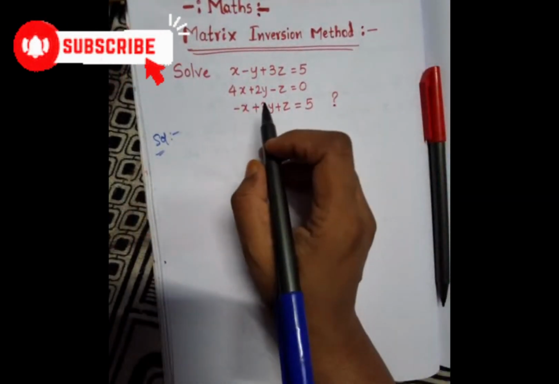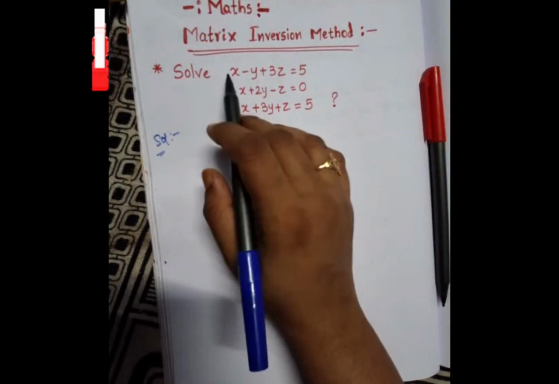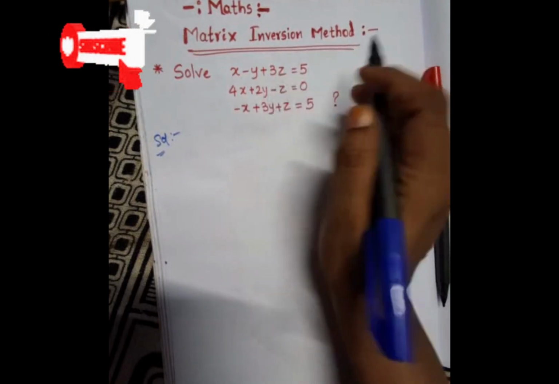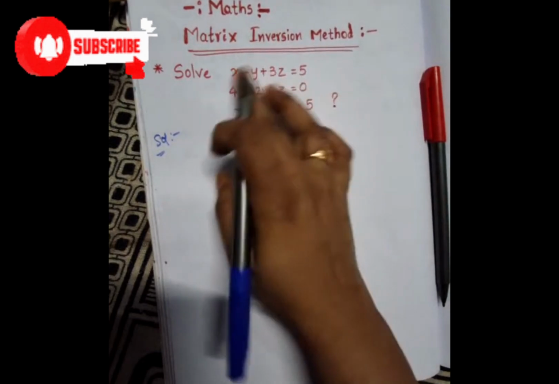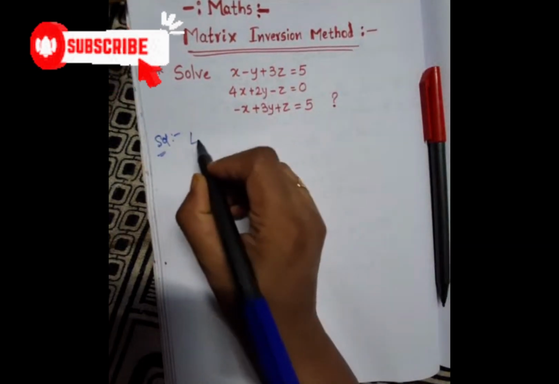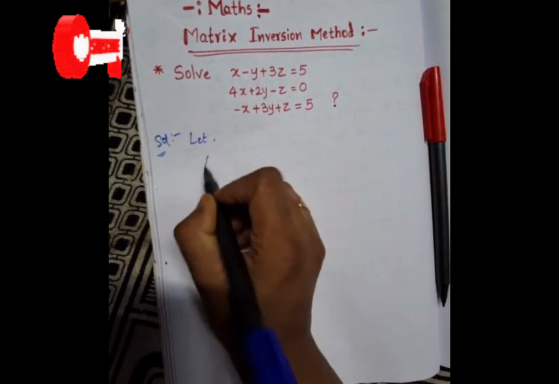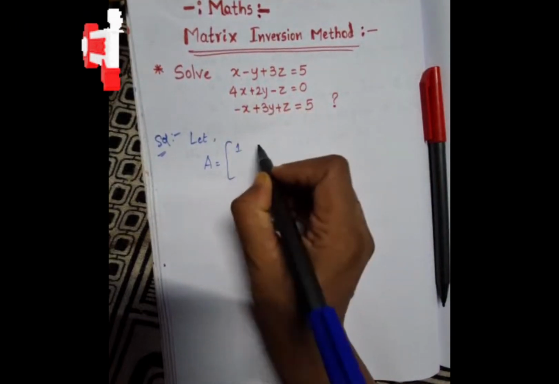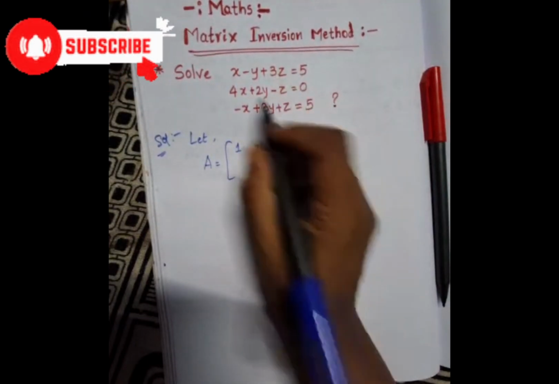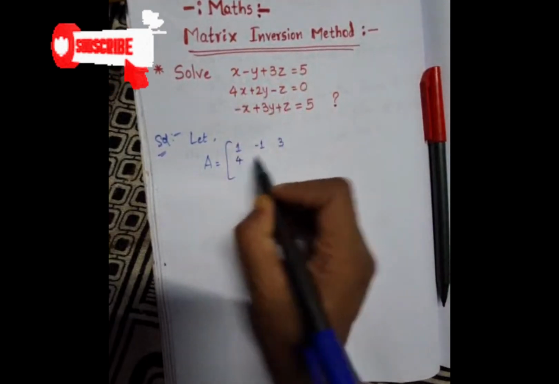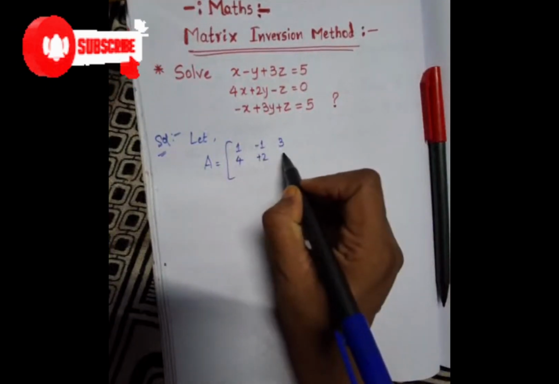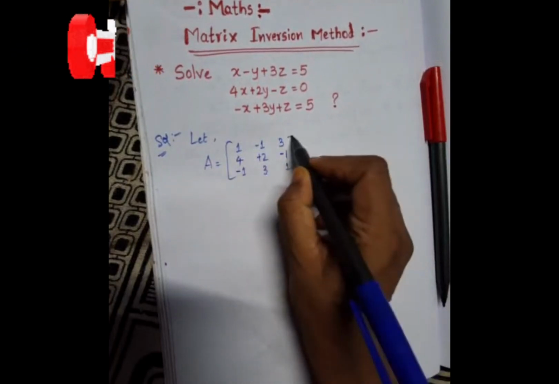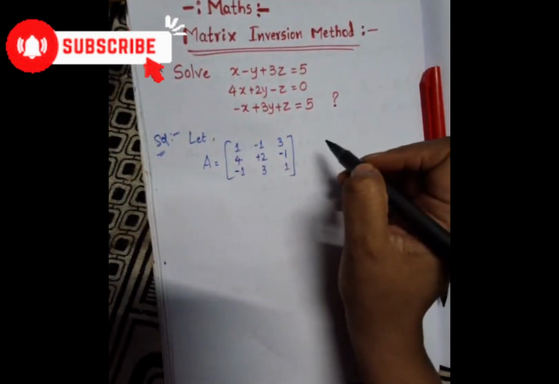To solve this question, we have to find the values of x, y, z, children. So we have to write this in matrix form first. Let A be the matrix. The given matrix is 1 minus 1 3, 4 2 minus 1, and in each row we write the values minus 1, 3 and plus 1. This is the given matrix.